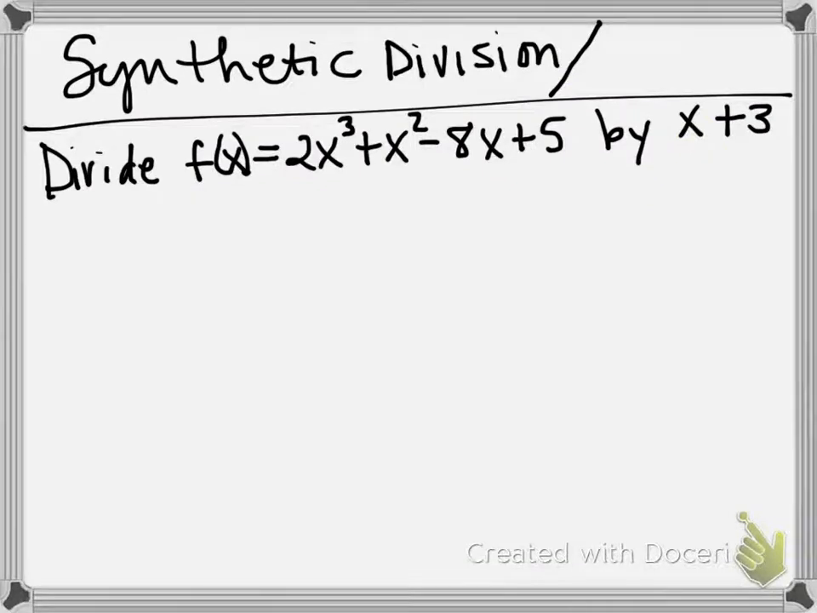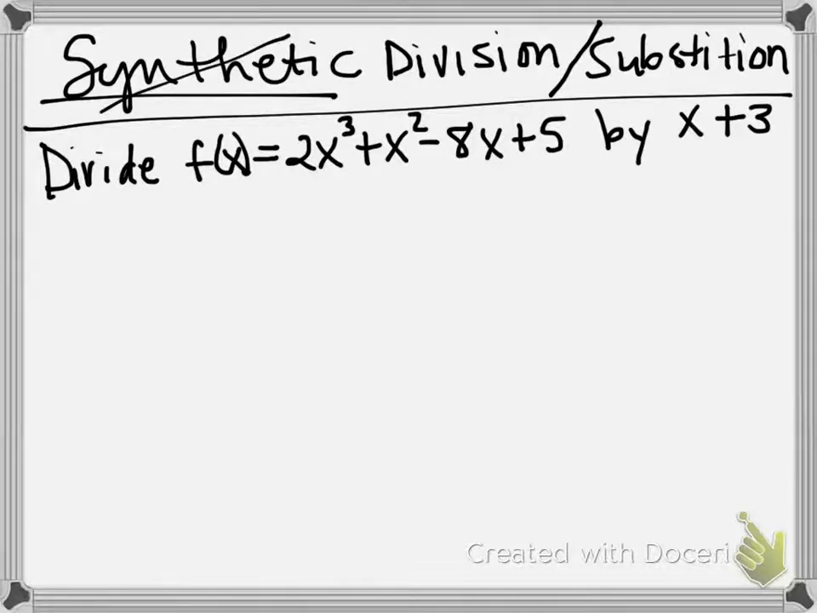So the next type of division is called synthetic division. Sometimes it's called synthetic substitution. Synthetic division and synthetic substitution mean the same thing. They work the same way. So first of all, let's talk about what does synthetic mean. Synthetic means it was manufactured or made up, created by. Okay, so what does that mean?